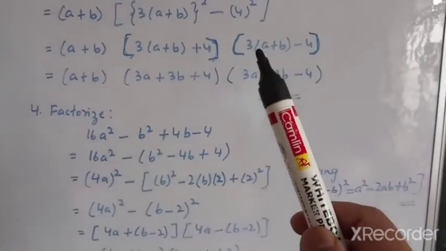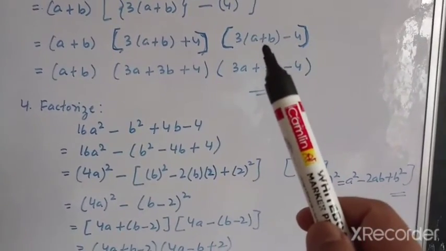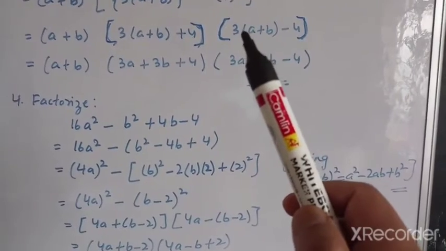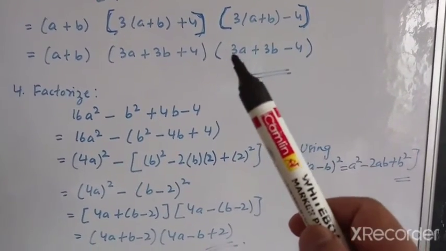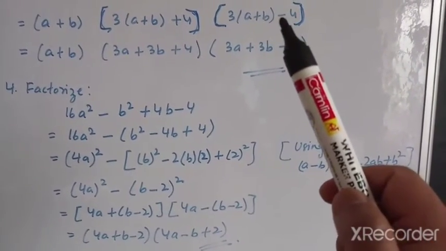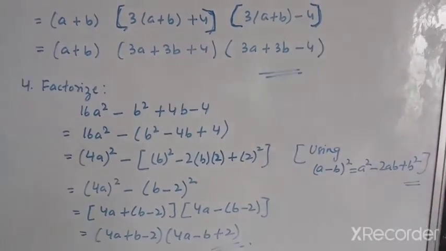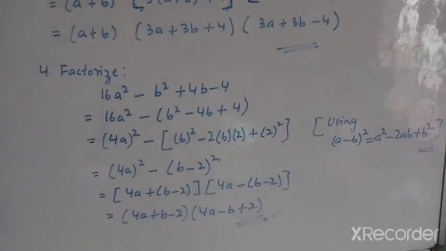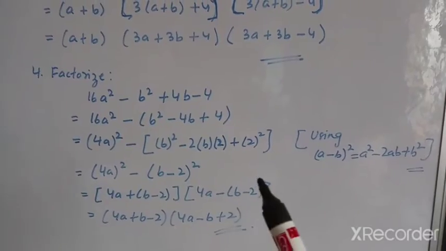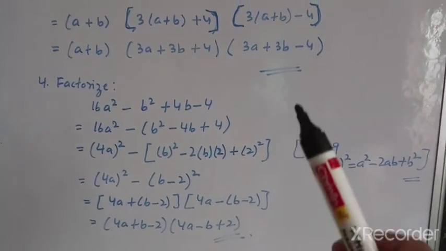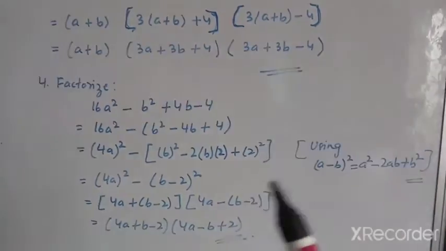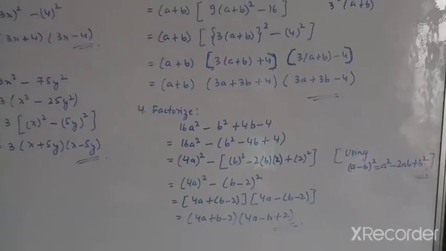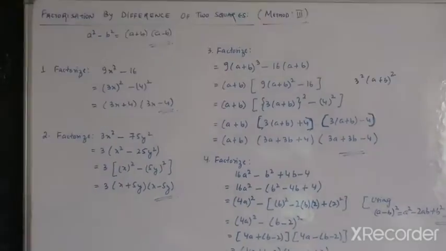Here also you could see, like here we had a plus sign, so it makes no difference. After this we got minus 4, so this remains as it is. But here after minus there are two terms, so that's why it changes the sign. Here it is a single term, so it remains as it is. So this is the required solution of this question.